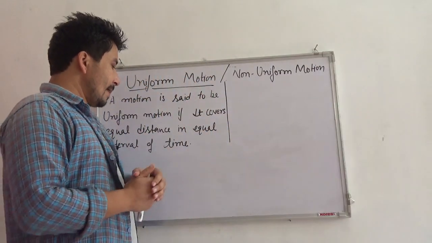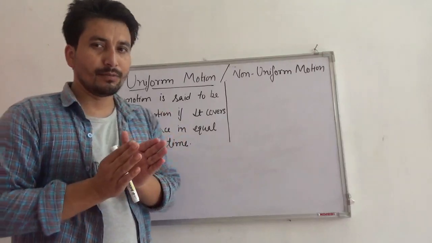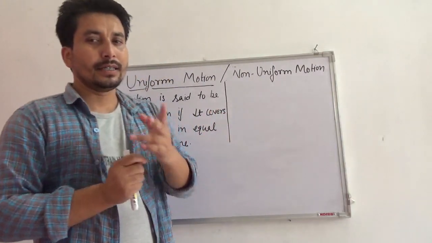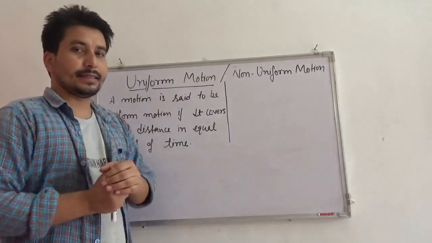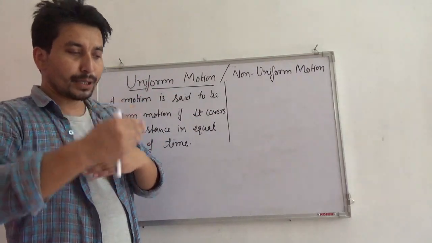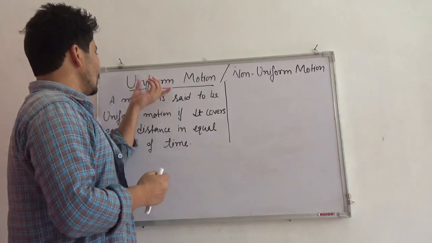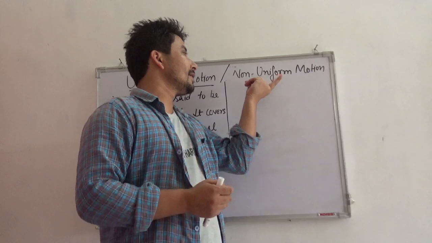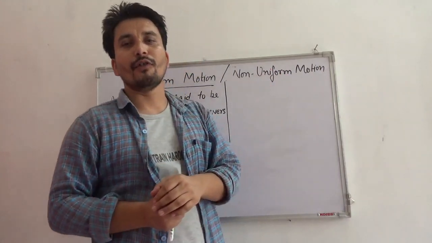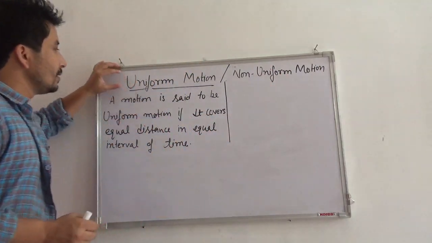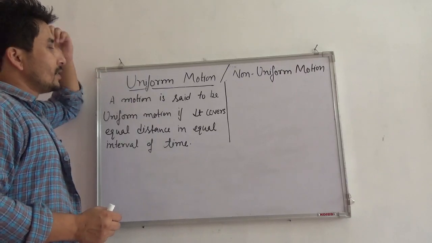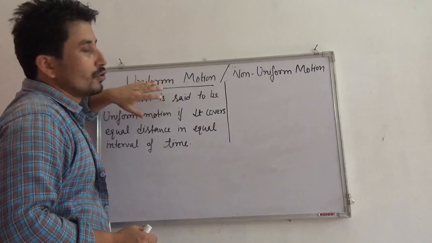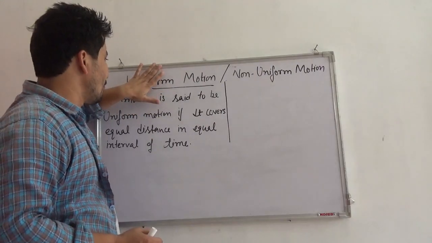Furthermore, if any object moves and changes its position, it can follow two types of motion. One is uniform motion, and another one is non-uniform motion. Now, we study what the meaning of uniform motion is.